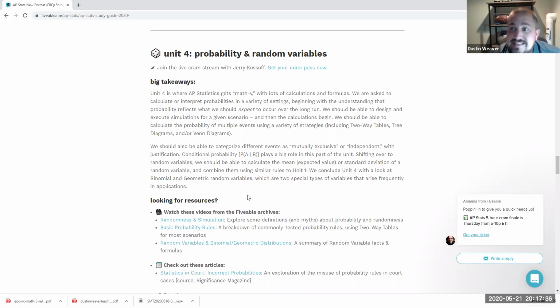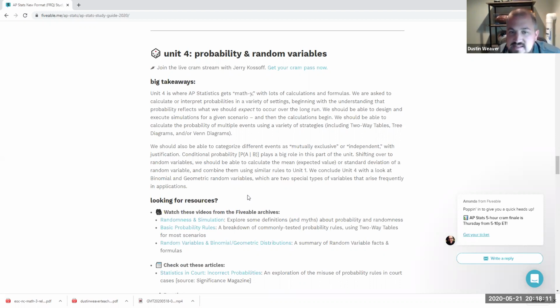That's why sometimes the mean is also called the expected value, right? So we should be able to design and execute simulations for a given scenario. So if we have a scenario that's 50-50, we should know that we can flip a coin. If we have a scenario where it might be 1 out of 6, we should know that we can roll a die, things like that. And then the calculations begin. We should be able to calculate the probability of multiple events using a variety of strategies. We have two-way tables, we have tree diagrams, and we possibly also have Venn diagrams.